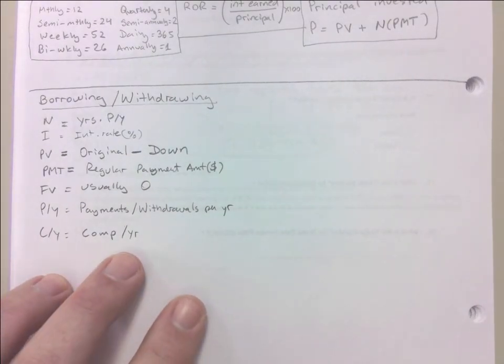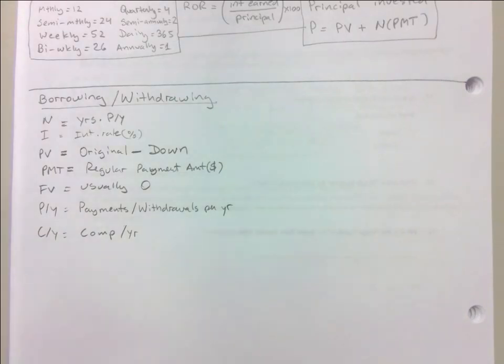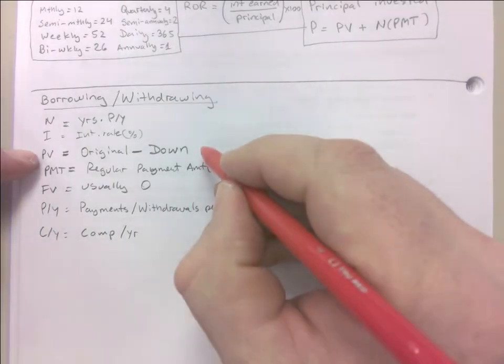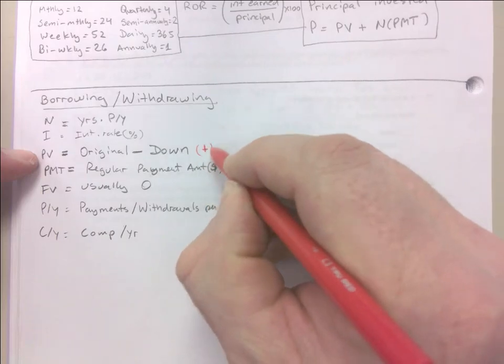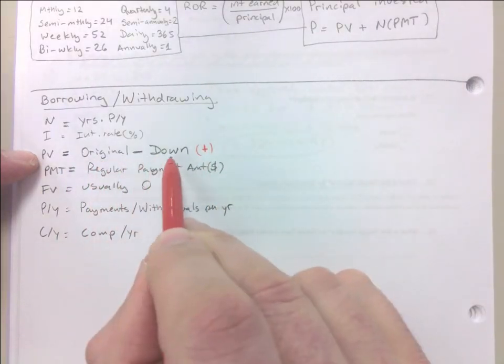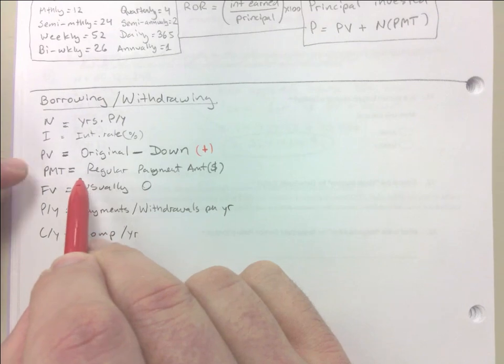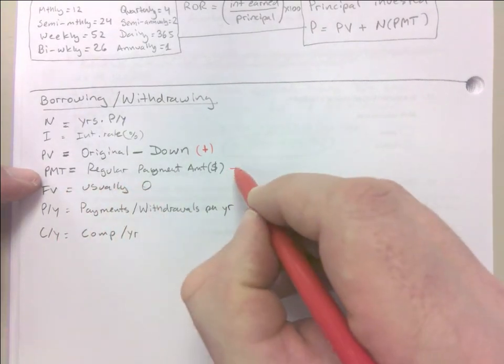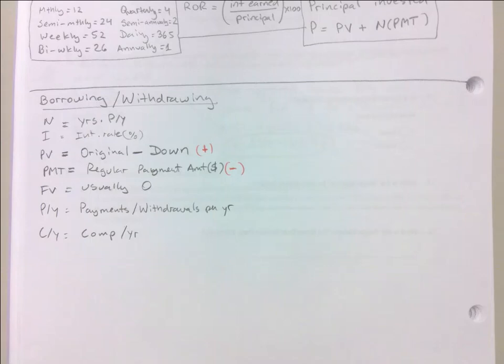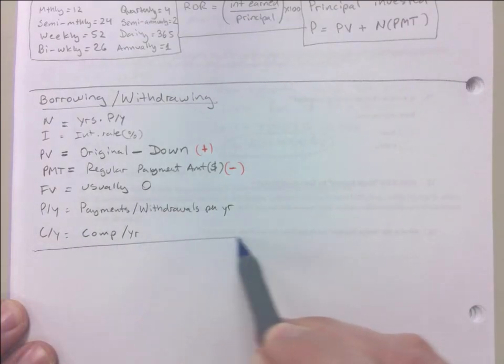Do I have to say anything else about this? Yeah, that the sign, the present value is going to be positive. Right? Whatever you get when you subtract, you have a positive value there. The payment is negative. Okay.